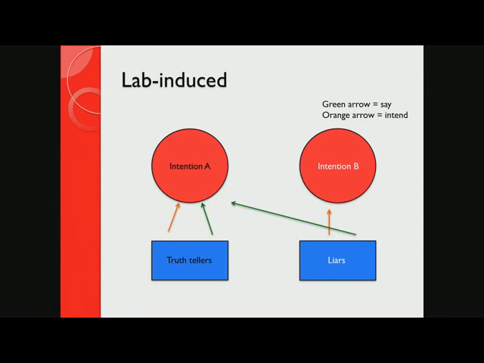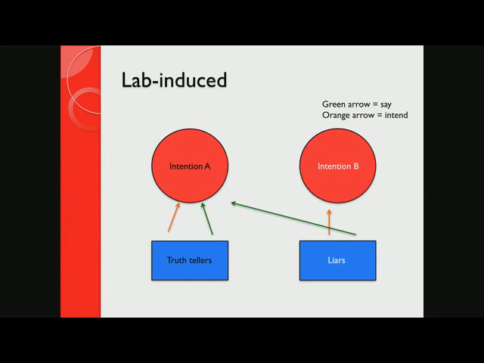In the lab-induced study, the participants just came in, and I gave them their intentions. For the truth tellers, I gave them what I call here intention A. It was something very simple: go to a store on campus, buy a couple of things, and then bring them back to me. I told the truth tellers, in the interview and in the IAT, simply tell the truth.